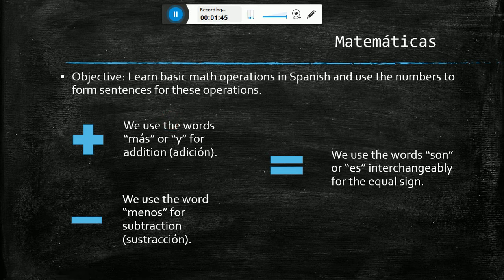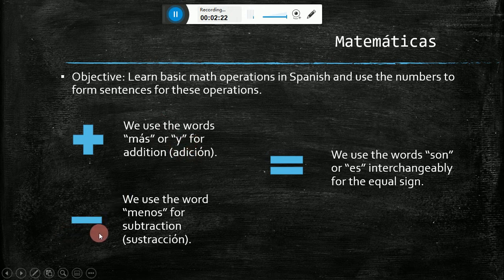So here our objective is to learn basic math operations in Spanish and use the numbers to form sentences for these operations. So for the plus sign or addition, okay, we use más or y. Okay, so addition in Spanish is adición. So here, basically the word y would replace the plus sign when we're reading a math problem. Okay, I included más here because that's another way to do it, but our lesson today focuses on using y.